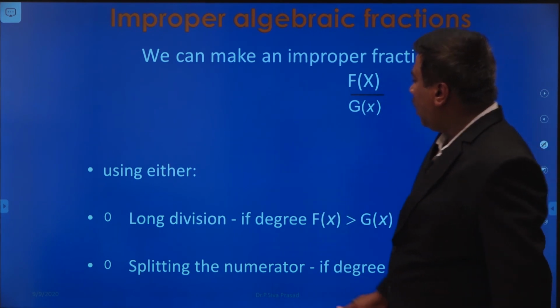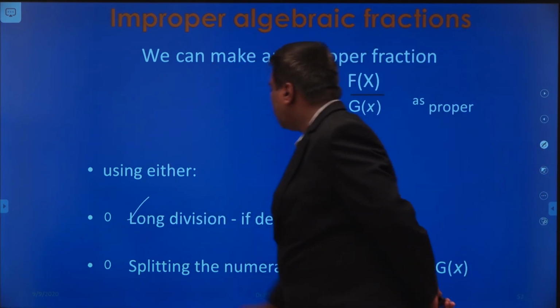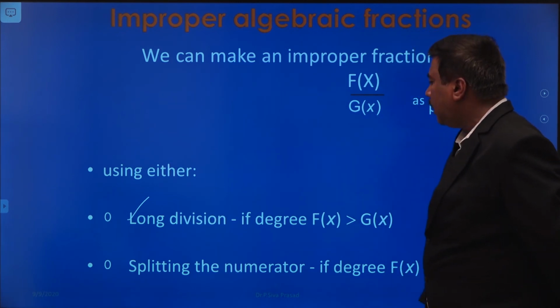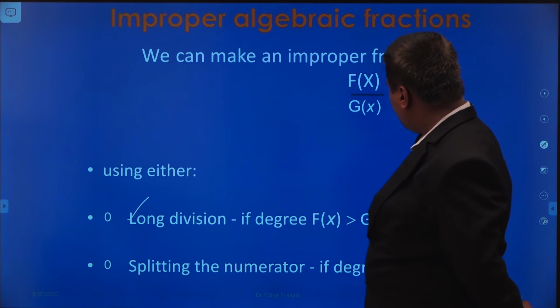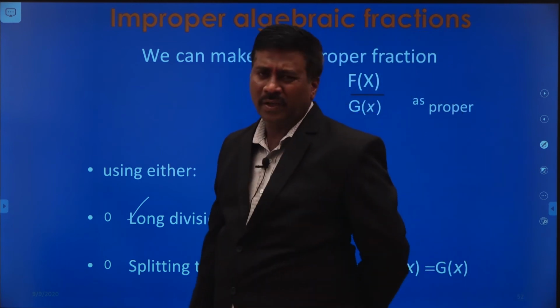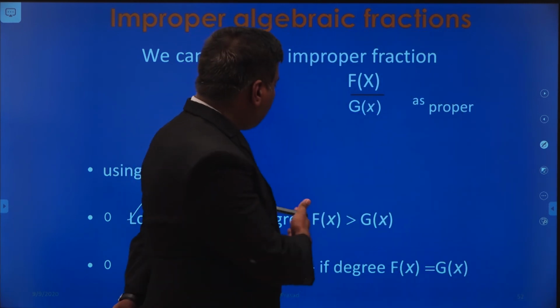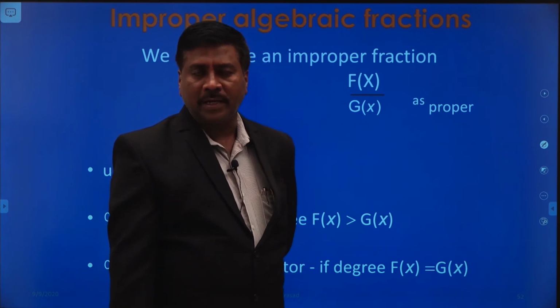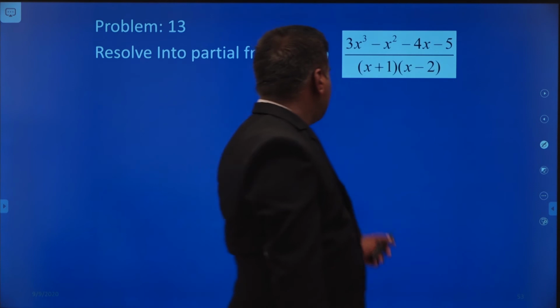By using the long division method, if the degree of f of x is greater than g of x, and by splitting the numerator, if the degree of f of x equals that of g of x, the synthetic method is applicable to convert the improper fraction into a proper fraction. Okay. Suppose, let's say this.